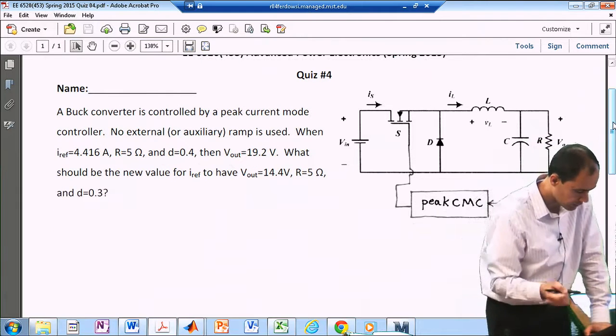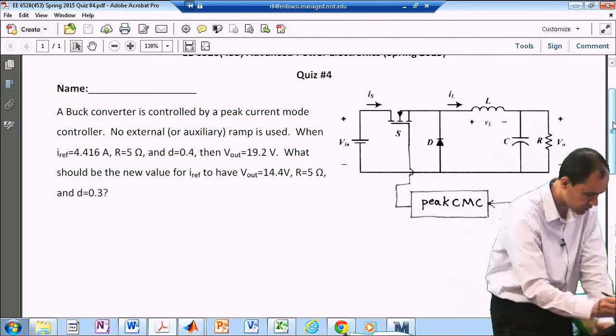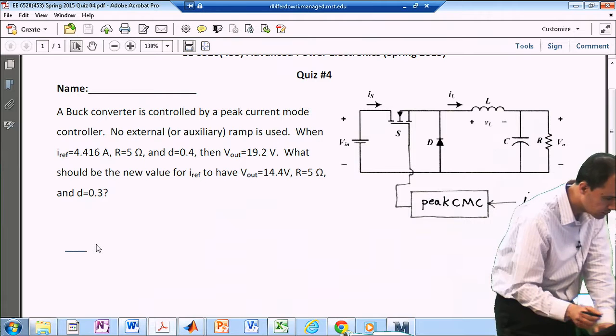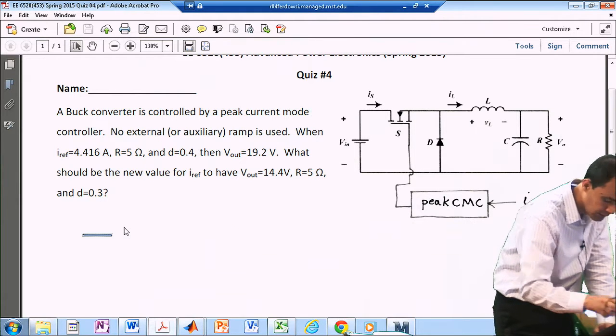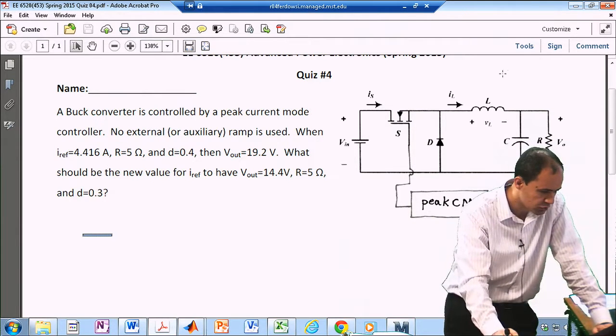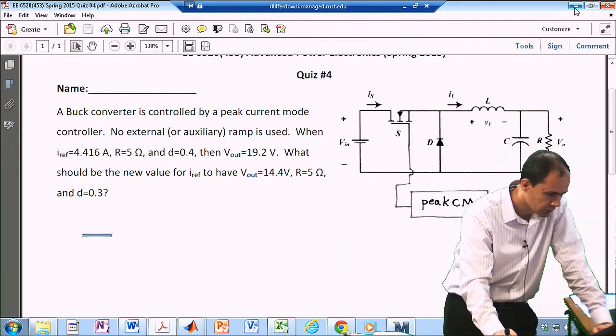I don't think I can write on this PDF. I'm assuming that I cannot. Oh, actually, maybe I can. Let me see. No, I can't. So I have the solution. Let me open the solution one.